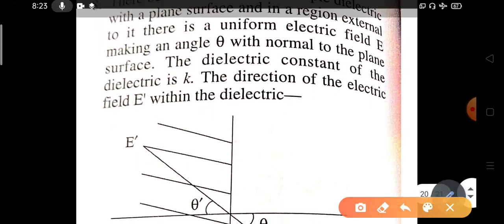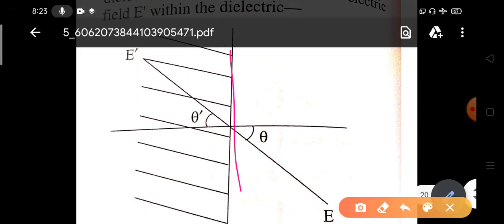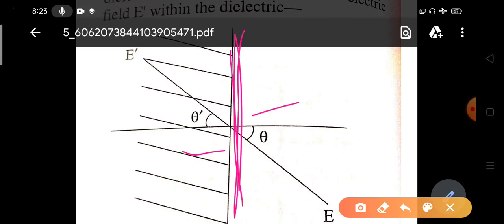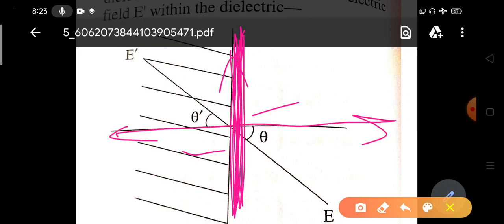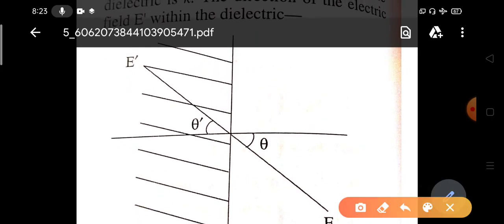Suppose there is a boundary here. You have to understand this is a dielectric boundary, and the two are different media, with the boundary in between. Now this is the component parallel to the boundary, and this is the component perpendicular to the boundary. Don't get confused by the diagram about what is parallel and what is perpendicular. The parallel component is parallel to the boundary and the perpendicular component is perpendicular to the boundary.